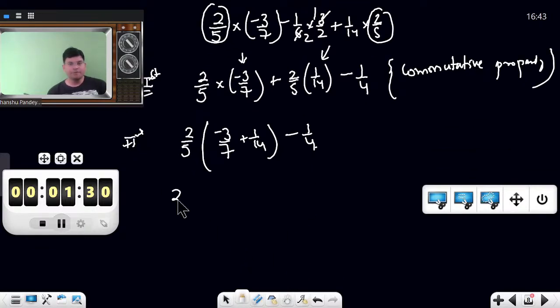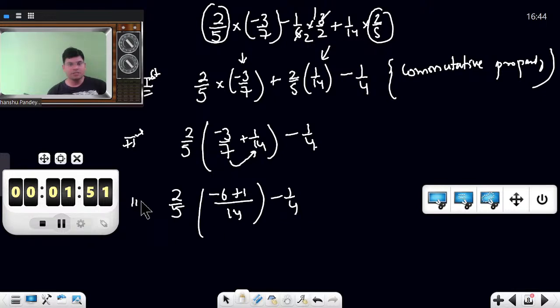In the third step, we will write 2 by 5 and we will solve the bracket. What is the LCM of 7 and 14? I told you that day. If first number is the multiple of second number, it's 14 only. So 7 will go in 14 how many times? 2 times. And 2 will multiply it by 3. So it will become minus 6 plus 1, minus 1 by 4. This is the third step.